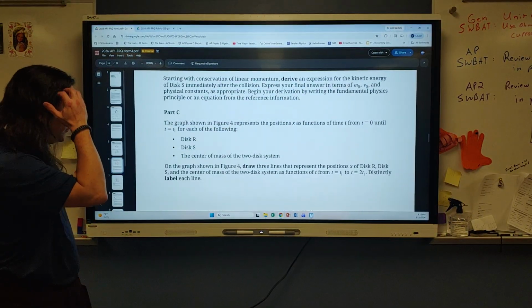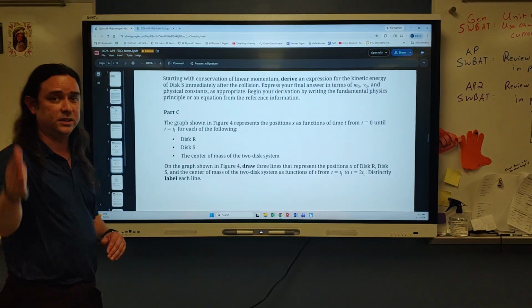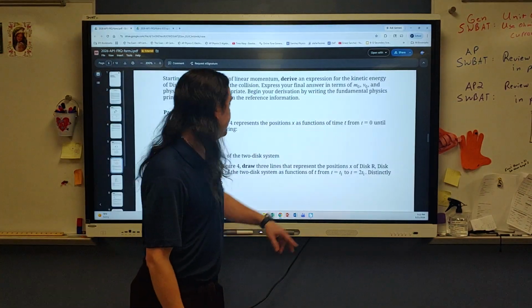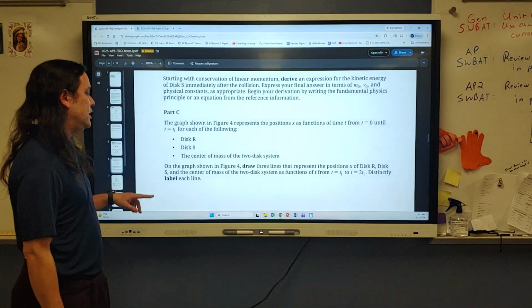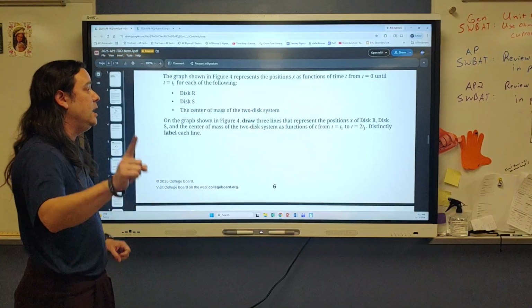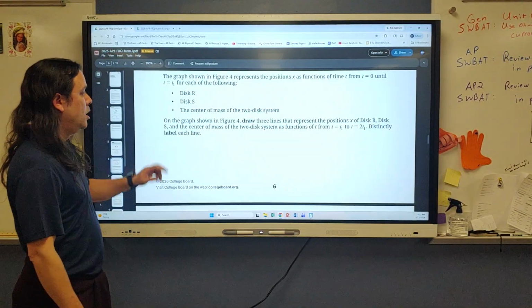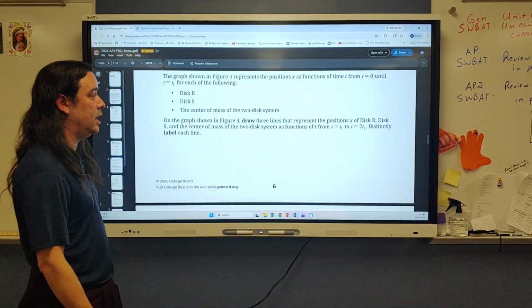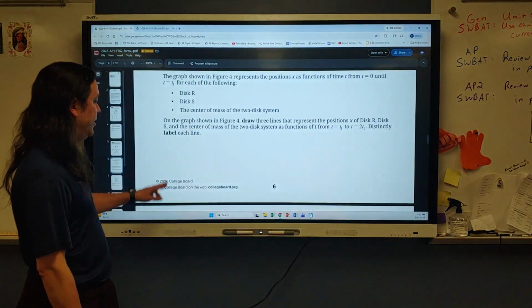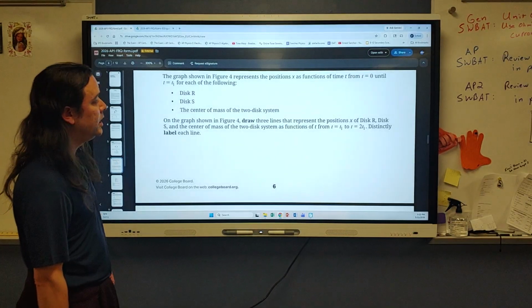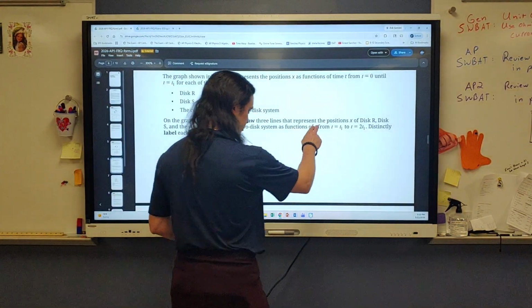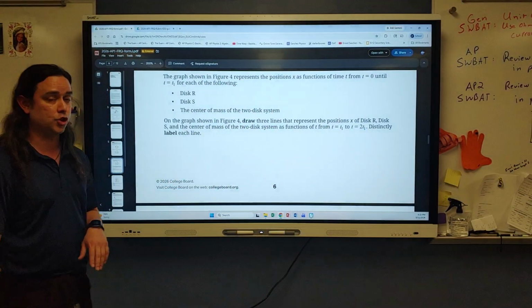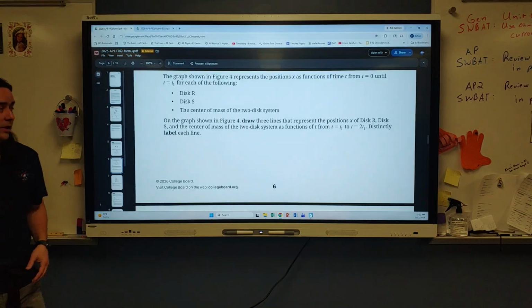Okay, part C. The graph shown in figure 4 represents the position as a function of time from t equals 0 until t equals t1 for each of the following: disk R, disk S, and the center of mass of the 2-disk system. On the graph shown in figure 4, draw 3 lines that represent the positions x of disk R, disk S, and the center of mass of the 2-disk system as a function of time from t equals t1 to t equals t2. Distinctly label each line. So we have to draw some stuff and we need to add a label.